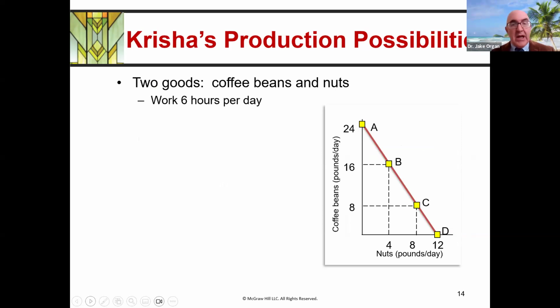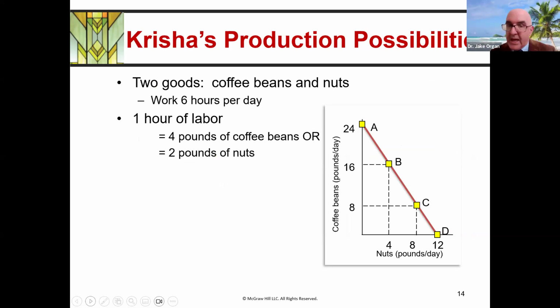So this is Krisha's production possibilities frontier. We've seen it already. They can work 6 hours a day, and ultimately those 6 hours can be allotted to coffee beans, or allotted to nuts, or a mixture of the two. So 1 hour of labour could produce 4 pounds of coffee beans or 2 pounds of nuts. And the graph shows options. Obviously, there's a negative slope.